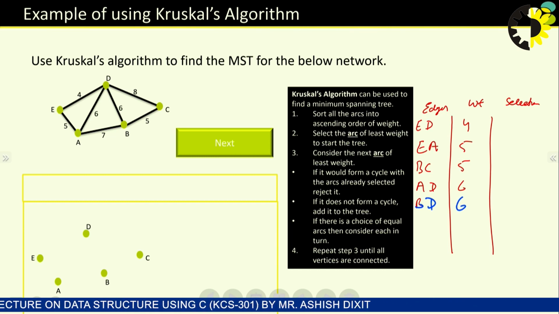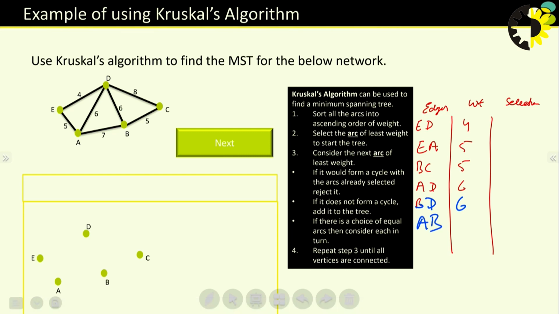6, and AB 7 and CD 8. So 4, 5, 5, 6, 6, 7, 8. These are the weights of the arcs.